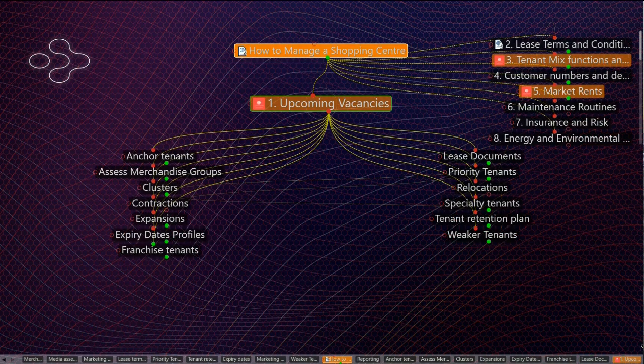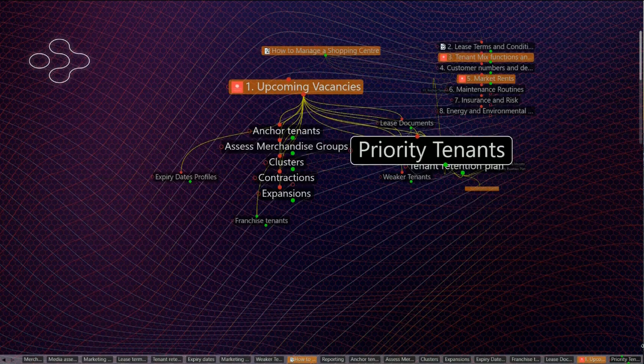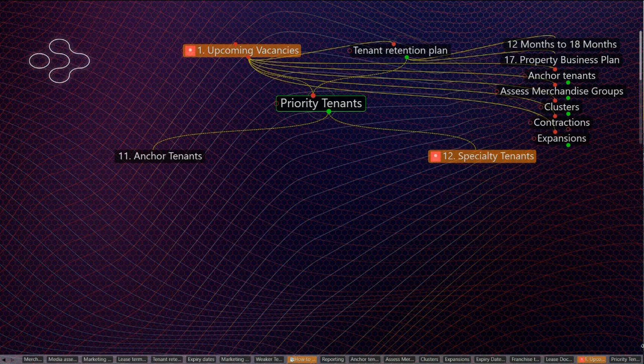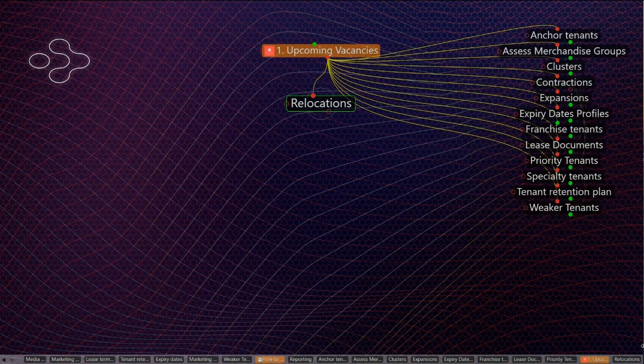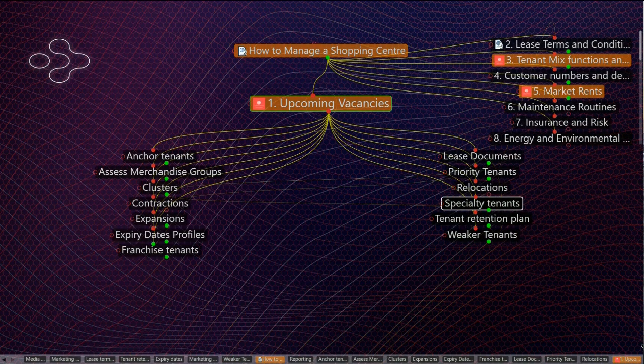So let's go back out of that one and let's look at the priority tenants. Now, anchor tenants, of course, are priority, also the specialty tenants. So split them up between anchors and specialties and then work them out on priority and merge it back into the business plan. Make sure your priority tenants are in your business plan and the leases and the negotiation terms and conditions that would apply to those leases. Let's go back out of there and look at the relocations coming up. They will be there. Strategize them. Make sure you put them into the business plan and the tenant retention plan. Solve those problems early. Let's get back out of there and look at the specialty tenants.